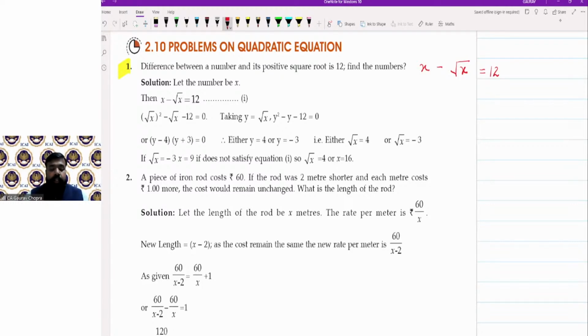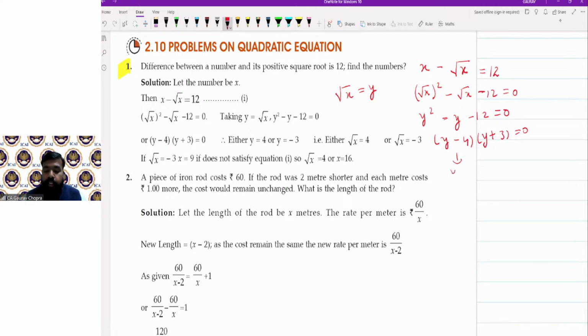Now we have to find out the numbers. In such a case, you can solve by putting in the options as well. Another way is to solve using the quadratic equation. If we want to do it the quadratic way, how will we do it? x can be written as root x square minus root x minus 12 equal to 0. Now we can take root x as y. So it will become y square minus y minus 12 is equal to 0. Now we can do the factorization and get the result. So y minus 4 and y plus 3 equal to 0.